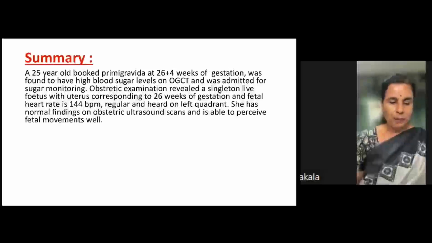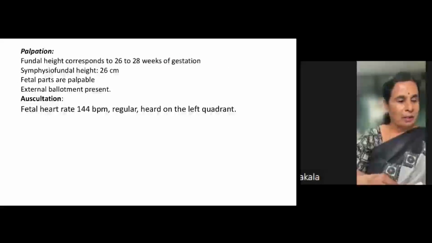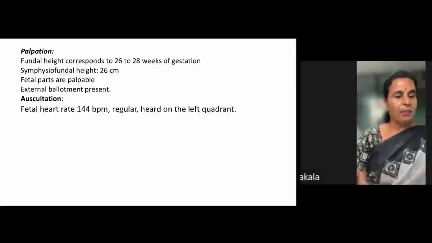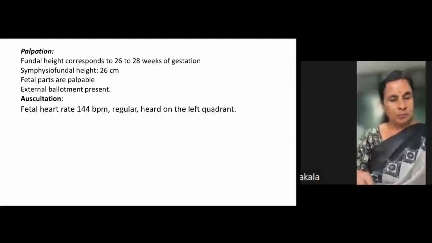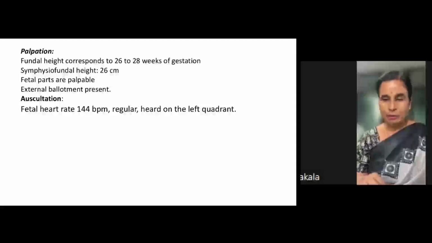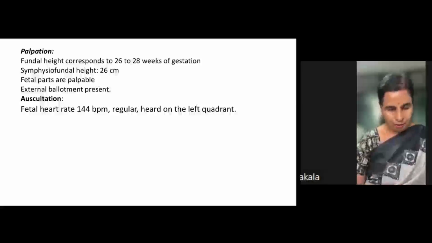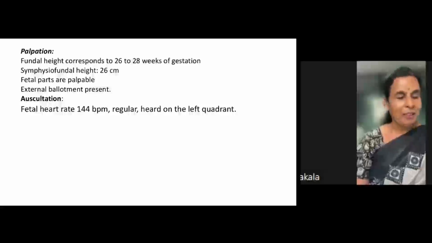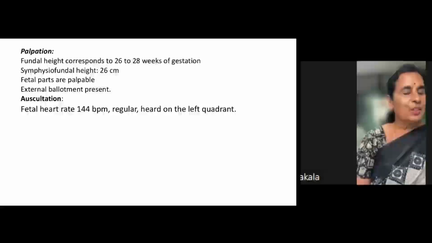Go back to the previous slide. Yes, ma'am. Fetal heart, you have written. In which quadrant? It was heard in the left quadrant. Left quadrant. Suppose it was in the right quadrant. It can be in the right quadrant, right?